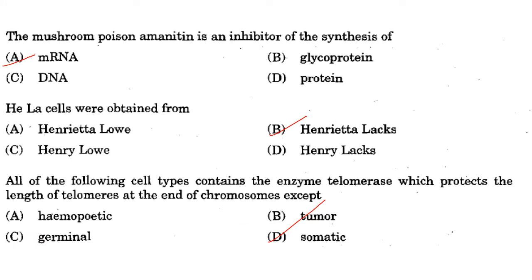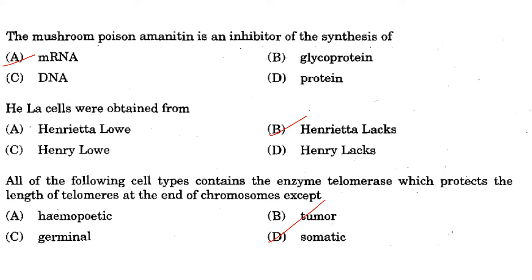The next one. The mushroom poison amanitin is an inhibitor of the synthesis of mRNA. Amanitin is a cyclic octapeptide which inhibits RNA polymerase II, thus interfering with protein synthesis. And RNA polymerase II catalyzes the synthesis of mRNA. So, mushroom poisoning with amanitin will lead to the inhibition of synthesis of mRNA. Then next one. HeLa cells were obtained from Henrietta Lacks. So, answer is option B.